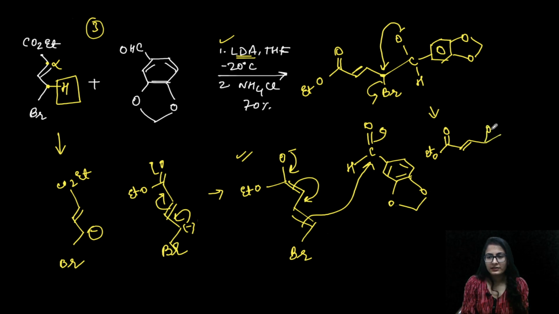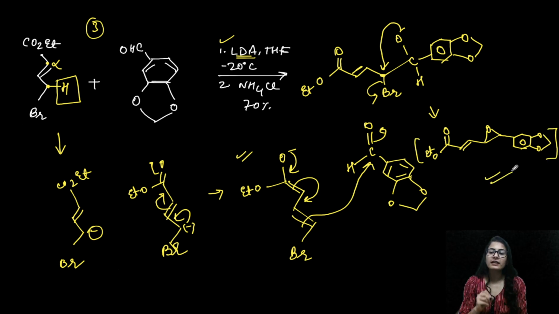Yes, so this is your epoxy ester, glycidic ester. Alright, so this is your final product. This is how the Darzens reaction is going to be carried out in the third example. So we have understood the mechanism, we did 3 examples, and I hope that when you are solving previous year questions, you will not face any difficulty with the Darzens glycidic ester condensation.